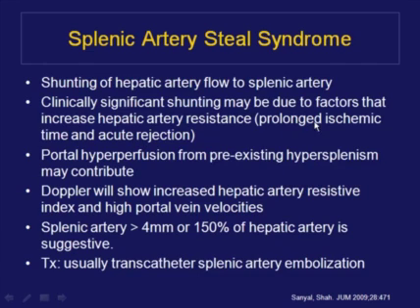splenic artery. In these cases, often you'll see higher velocities in the portal vein at the liver because flow is going to the spleen and then back into the portal system. And so there may be an increased hepatic arterial resistive index and high portal vein velocities.